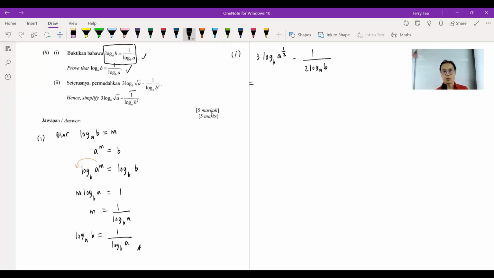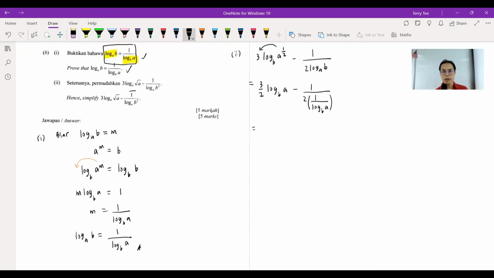Next we bring the power half in front. 3 times half, 3 over 2 log base BA. This one you can just flip it up, right? Now, if you have difficulty, like, I don't know how to flip up, just use back the result, 1 over log base BA first. You see that? Because this log base AB here is the same as 1 over log base BA.